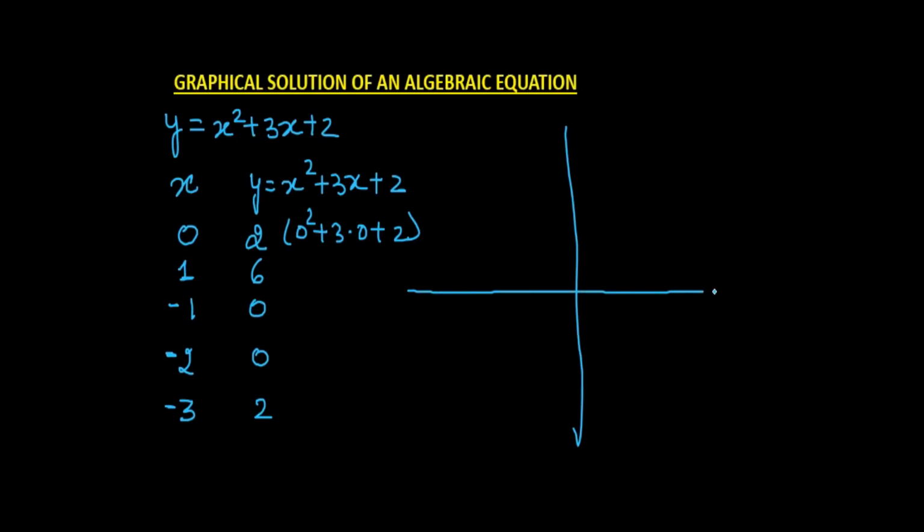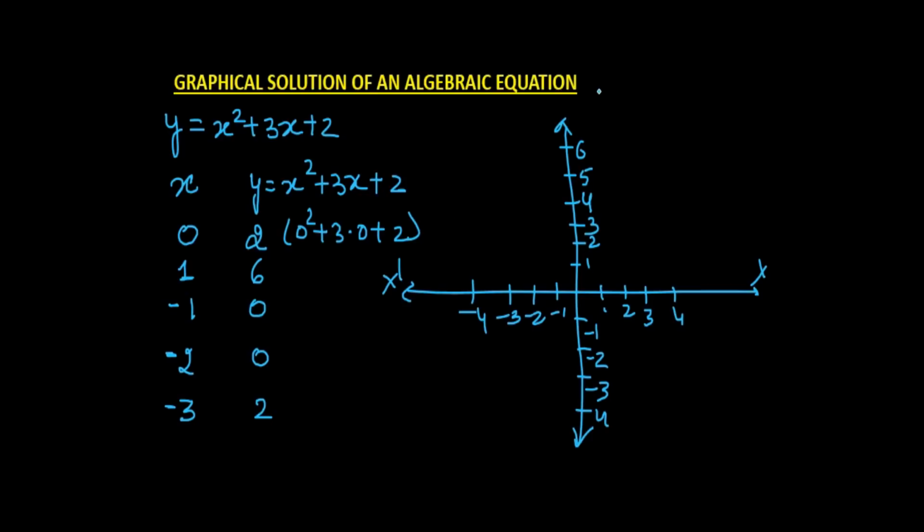Now let us try plotting it. Positive x-axis, positive y-axis, we will go till 6. The highest value here is 6. Negative x-axis and the negative y-axis. Let us plot the points.